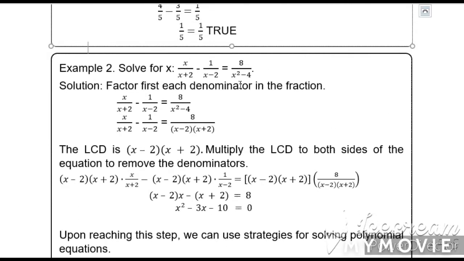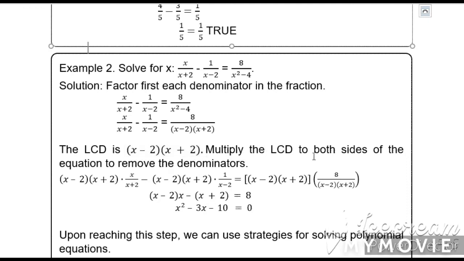Example number 2, solve for x. x over x plus 2 minus 1 over x minus 2 equals 8 over x squared minus 4. For the solution, factor each denominator in the fraction. So you can have x plus 2. Here, x squared minus 4, the factors are x minus 2 and x plus 2. Therefore, the LCD is x minus 2 times x plus 2.